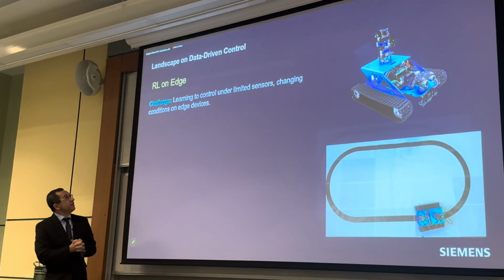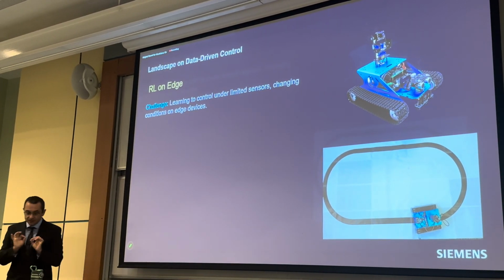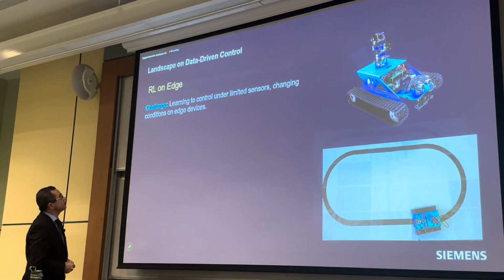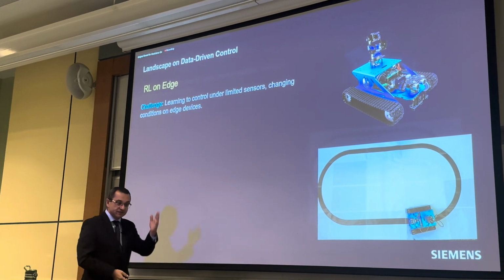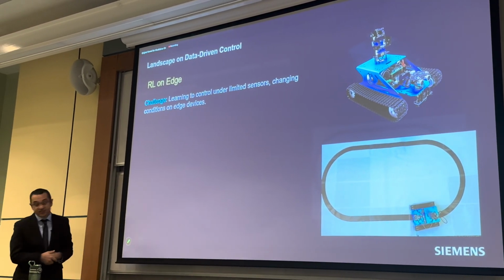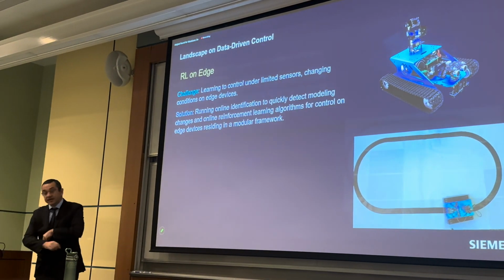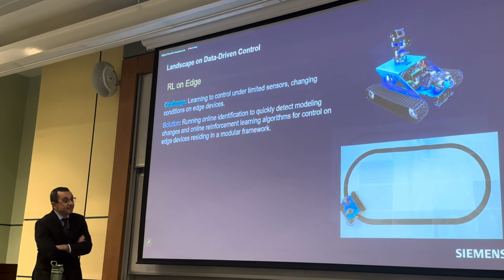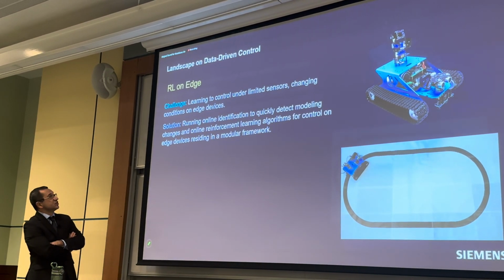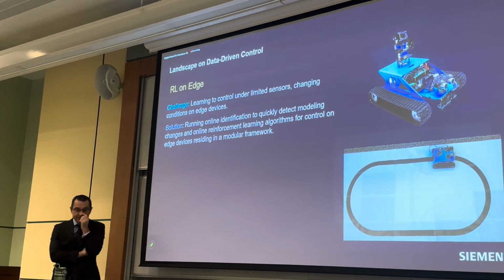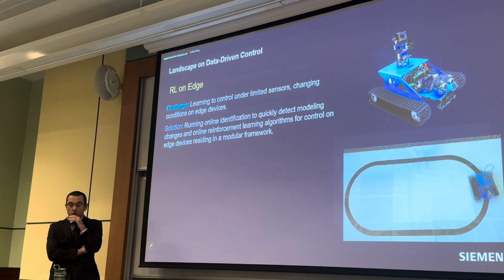So this may not be too interesting, but I hope I will make it so a little bit with the details. So here it's an HGV. I think everybody is doing it. So essentially it's following a track. And the question is, how can we do learning to control under limited sensors, changing conditions on edge devices, right? And when I talk about this, it's not about control application.